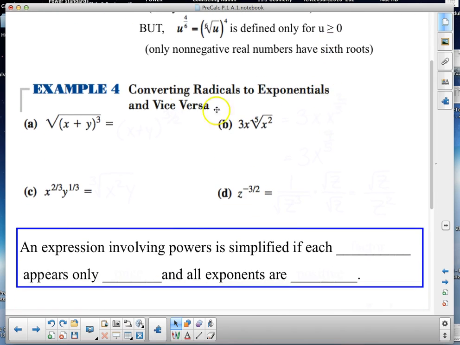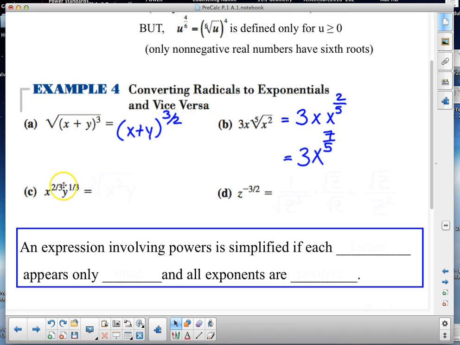Converting radicals to exponents and vice versa. I've got a radical, it's raised to the 3rd power, it's a square root. Make sure that I'm comfortable with my fraction skills as I'm doing this. This is 3x times x raised to the 2/5 power. Now this is 2/5, this is 5/5. So I can combine this as 3 times x raised to the 7/5 power, because it's 5 over 5 plus 2 over 5, which is 7/5.